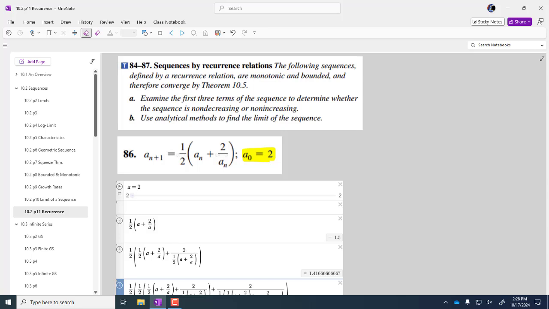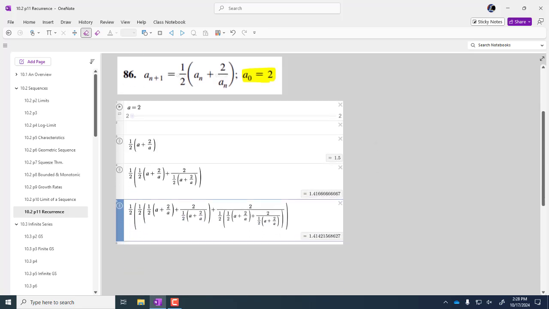So we plug the 2 in for a sub 0, and that will be to find a sub 1. We plug in the 2 right there, and the 2 right there, and we're going to end up with 1.5. So I started with a equals 2, plug it in, we get 1.5. So this is what the recurrence relation is generating. That's our sequence. Our sequence is 2, comma, then we have 1.5, 3 halves, and then we start getting into decimals.